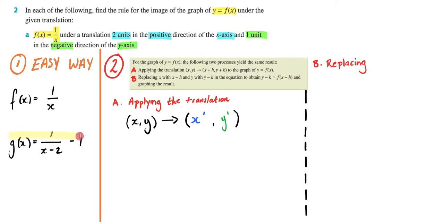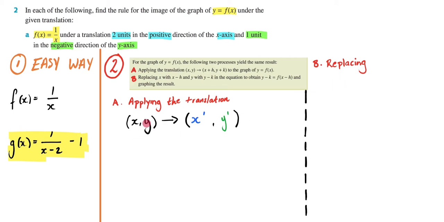So hopefully you all remember how to do it that way, and it's just going to save us a lot of time if you remember how to do it this way. Okay, but let's now go through the second way, which is far more time intensive. So there are 2 steps to this second way. We're first going to apply the translation, and then we're going to do something called replacing.